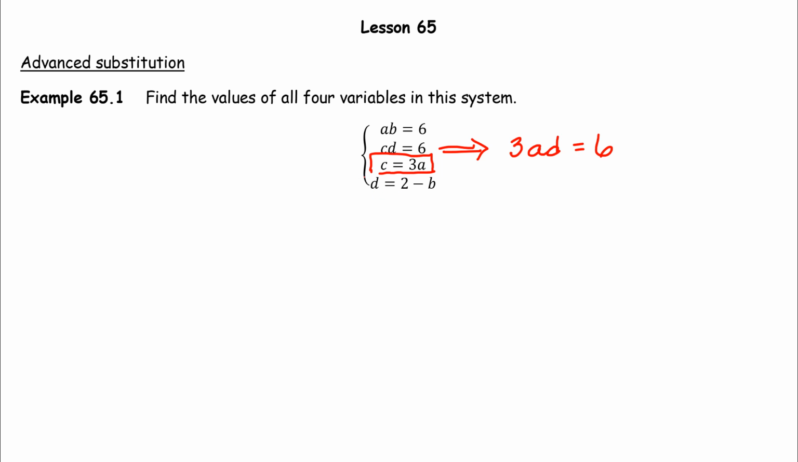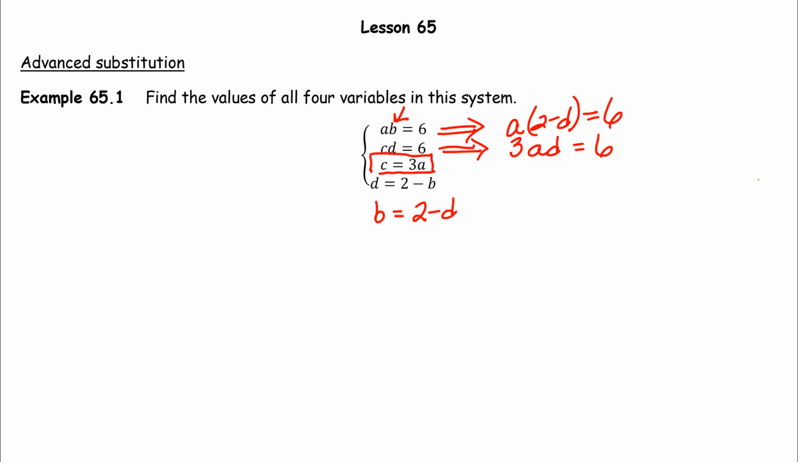Now, I'm going to substitute the fourth equation into the first equation, but I want to do that for b, not d, because d is not in the first equation. So I'm going to go ahead and rewrite this last equation so that b is by itself. That would be if you add b to both sides and subtract d on both sides, you end up with b equals 2 minus d. And now I'm going to plug in 2 minus d right here in the first equation. So I'm going to have a times, substituting 2 minus d for b right here, and that also equals 6.